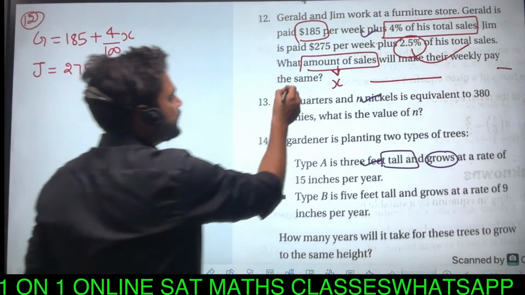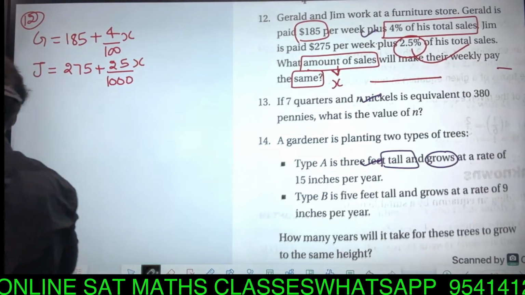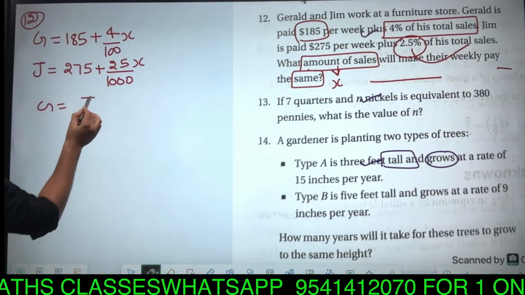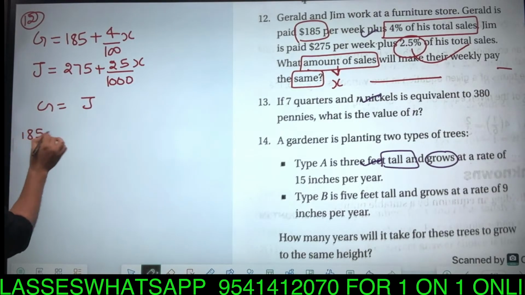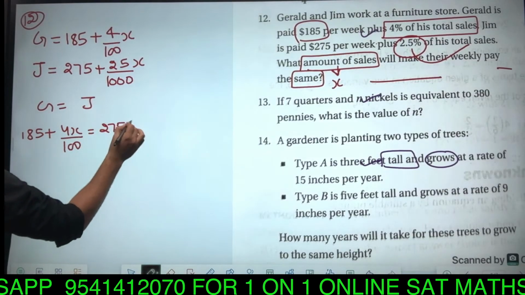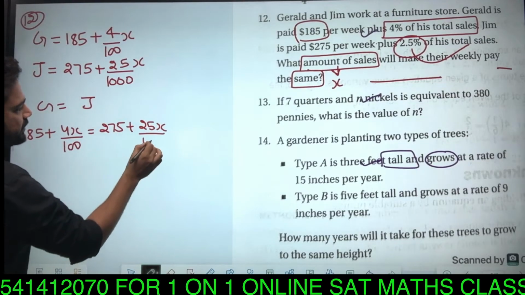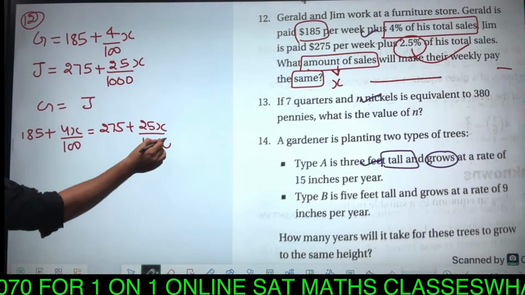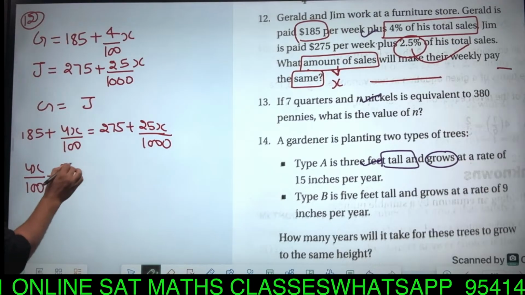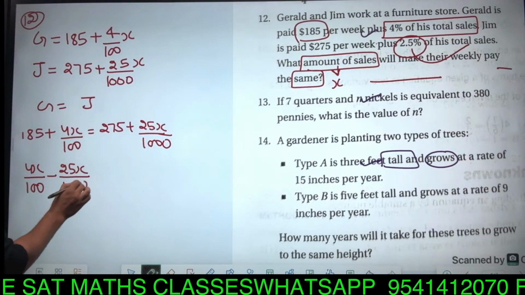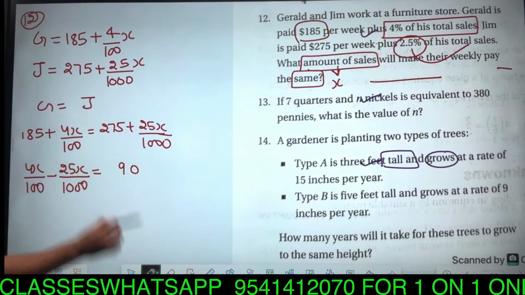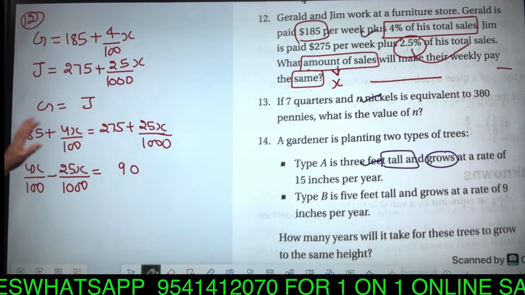We have to make both of their weekly pay the same, so these two terms we have to make equal. If Gerald and Jim are earning the same, it will be 185 plus 4x by 100 is equal to 275 plus 25x by 1000. You can take the x terms to one side. It will be 4x upon 100 minus 25x upon 1000 is equal to 275 minus 185, which is 90.